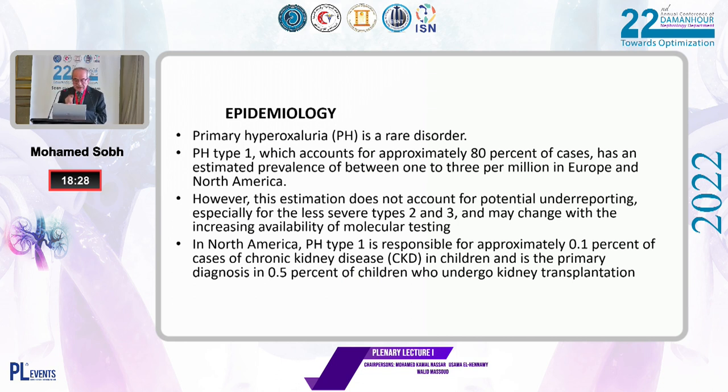However, this estimation does not account for potential underreporting, especially for the less severe types 2 and 3, and may change with the increasing availability of molecular testing. In North America, type 1 is responsible for approximately 1 per 1,000 cases of CKD in children, and is the primary diagnosis in 1%, 5%, or 0.5% of children who undergo kidney transplantation.